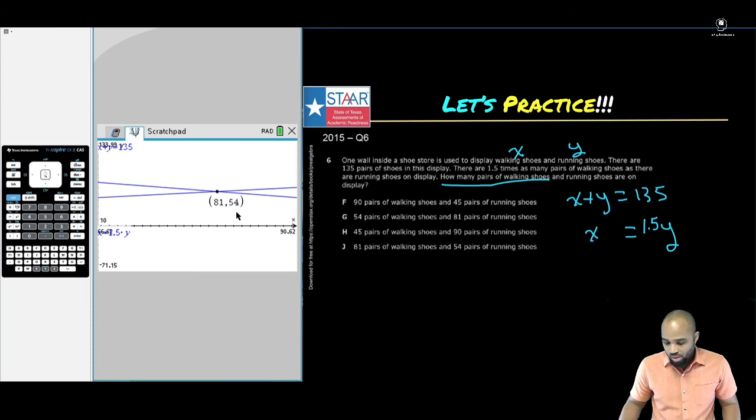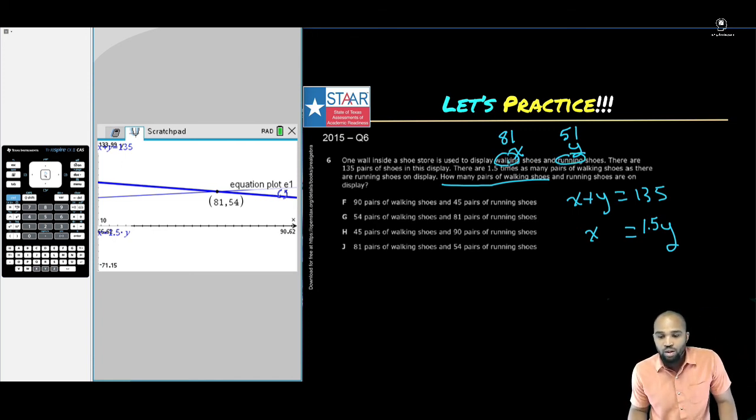So what's the question? The question was, how many pairs of each shoe? Well, my X's are represented by walking shoes. So I can say that the X's are 81 and 54 and identify these with walking and running. So now before I look at my answer, I already know what I'm looking for. I'm going to go straight down looking for 81 walking shoes.